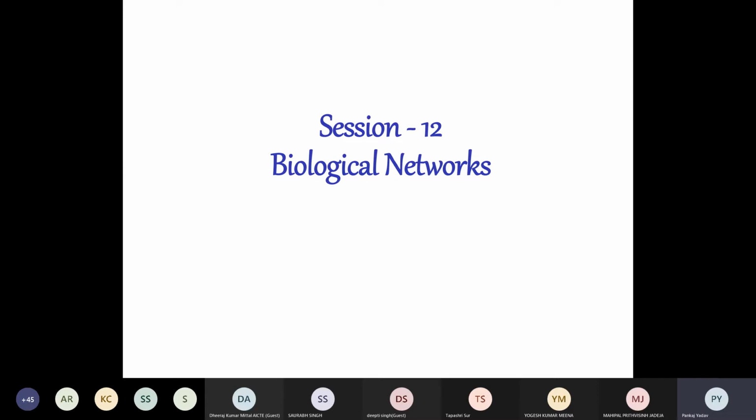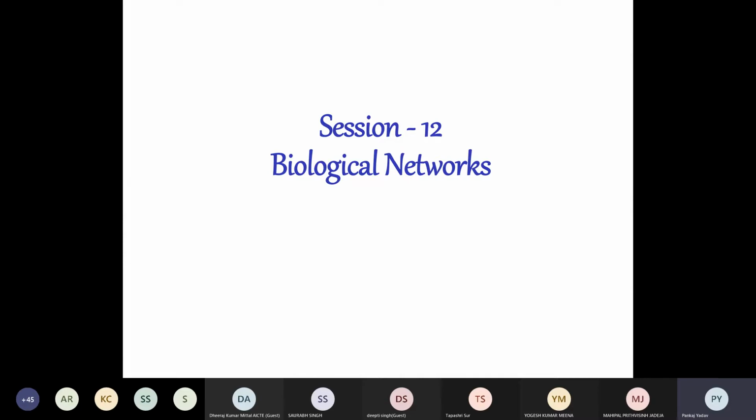I will be talking in this session about biological networks, and this is mainly one of the disciplines under systems biology, right? So I will be talking about different networks that are available in biology, including protein-protein networks, gene-gene networks, metabolite networks, signaling networks. So these are different types of networks that are available.